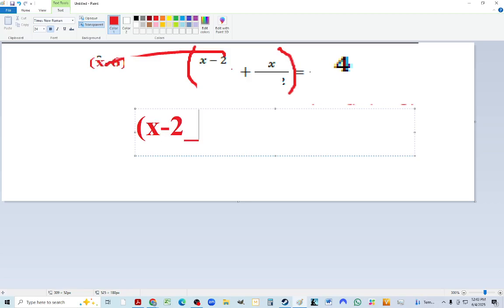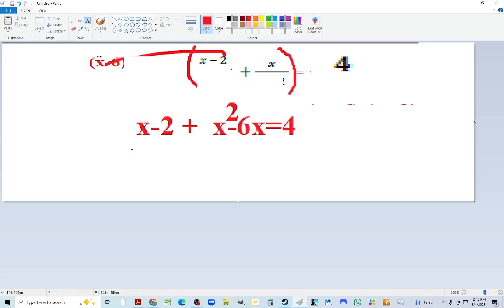So essentially on the top, I'm going to have x minus 2. Then that plus is independent. Then I'm going to have x times this bracket, x minus 6. Doesn't matter which way I put it in. This becomes x squared minus 6x. Now I can get rid of the brackets because it's a plus, and I'm done distributing.